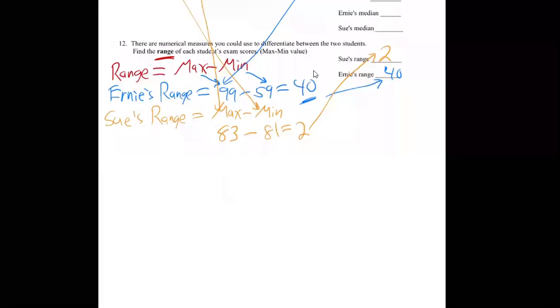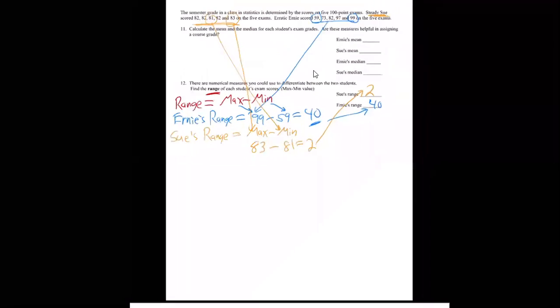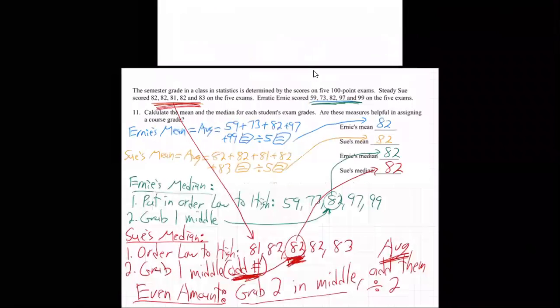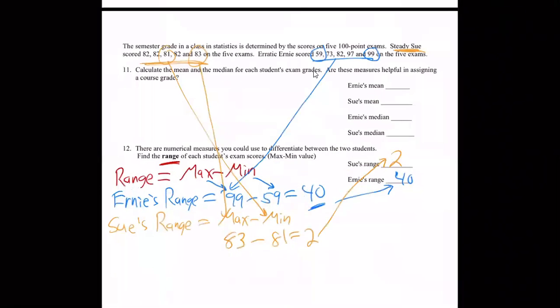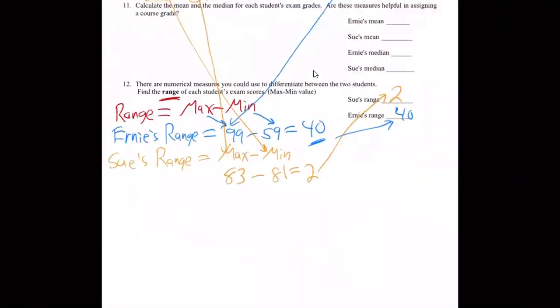So the point of this example is they all had the same middle. Notice the middle, whether you call it the mean or the median, was 82 for everybody. All of them had a middle of 82. Ernie and Sue, their mean and their median. They all had an average, a middle of 82, but there was a lot more variation in Ernie's numbers. His numbers changed by a range of 40. Sue's only changed by 2. All right, good. Let's move on.